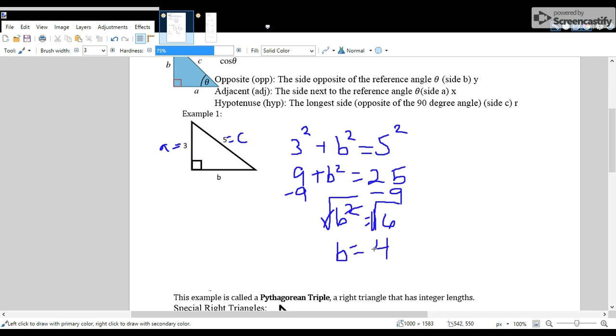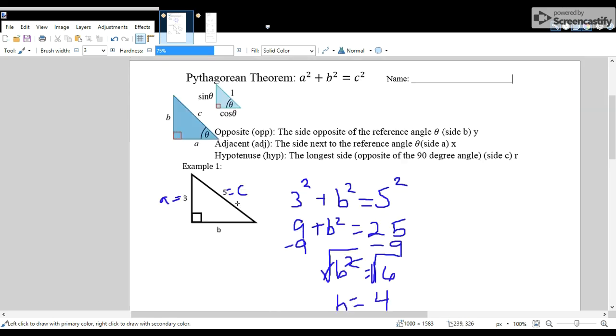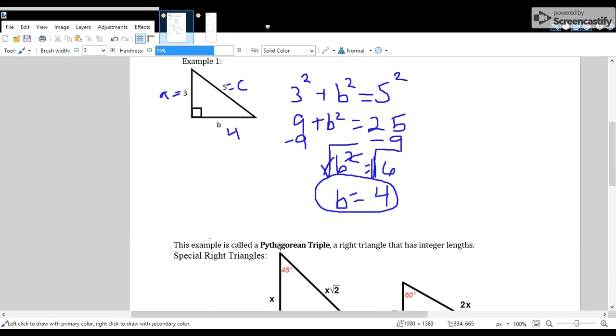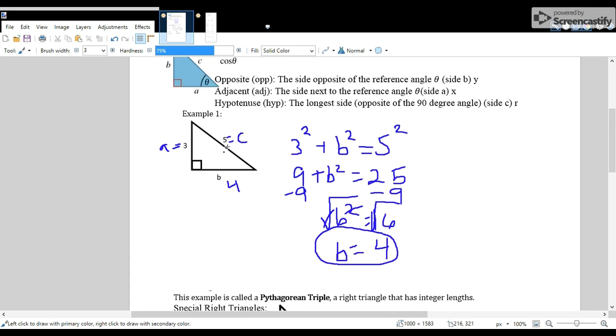We're only going to do the positive answers on this one for today, although we could have plus or minus 4. But we're going to be talking about distances, so let's go with the positive numbers. So our missing side length is 4. Now, 3, 4, 5 is what is called a P-triple, a Pythagorean triple. It's basically a right triangle that has integer lengths. There are many others, but this is the one that comes up the most.